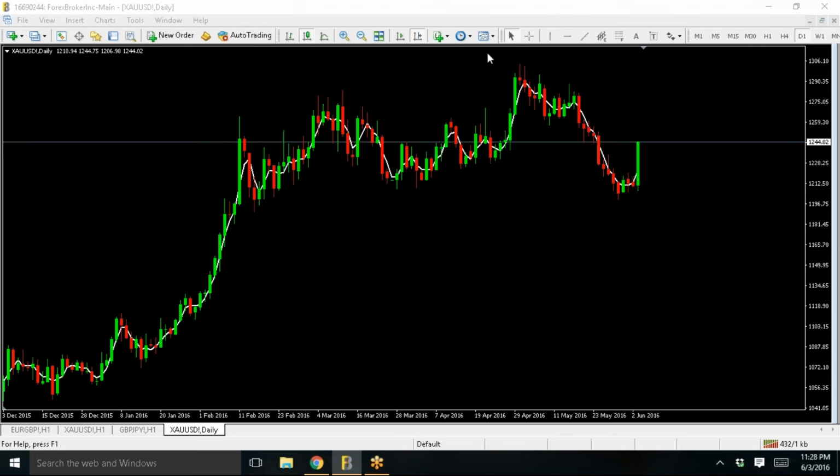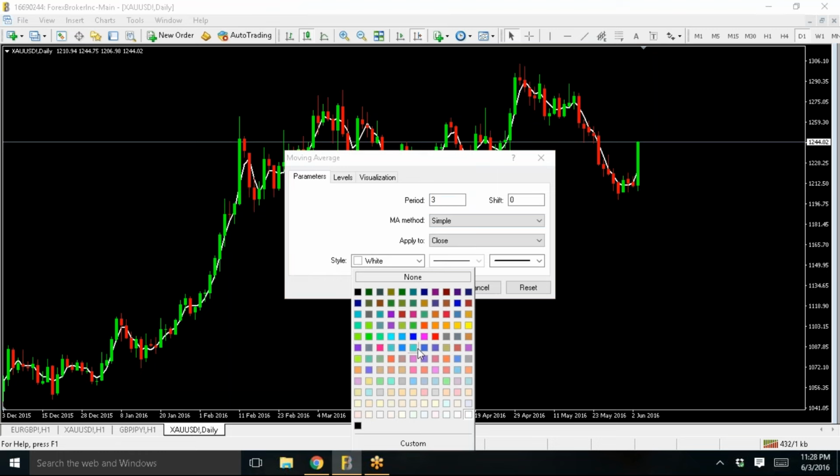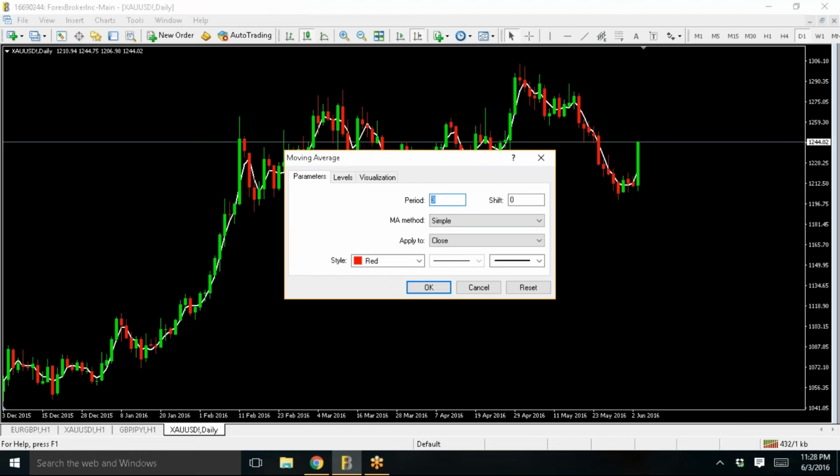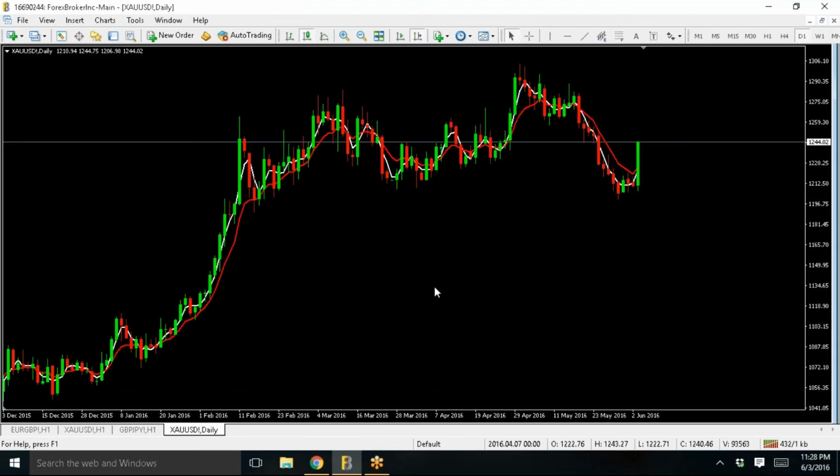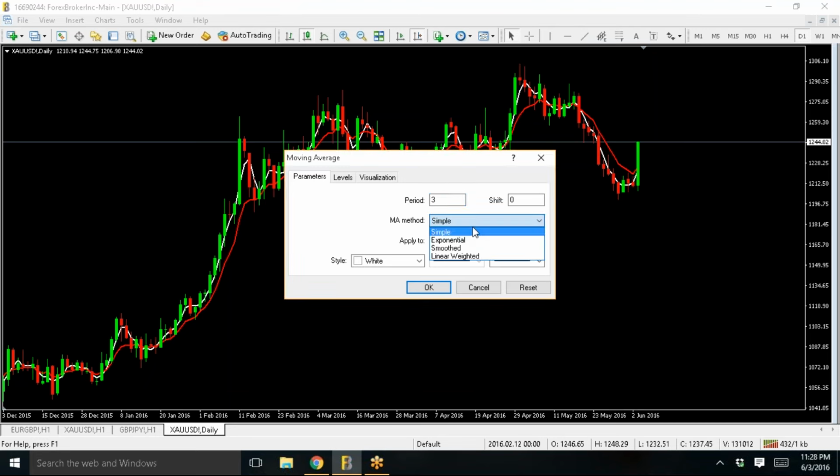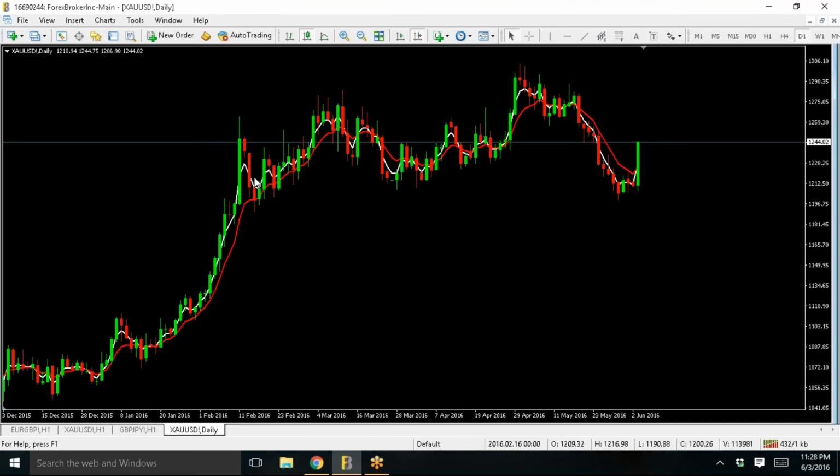And then, again, your 8 moving average. We'll make that one red. It was actually supposed to be an exponential. This right here should be an exponential as well. So your 3 is exponential and your 8 is exponential.